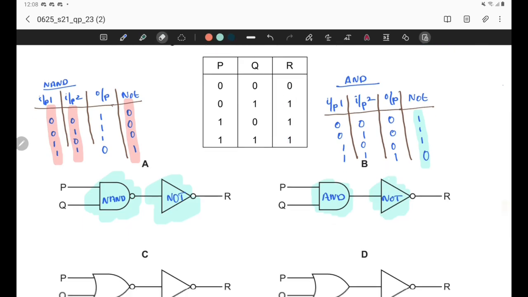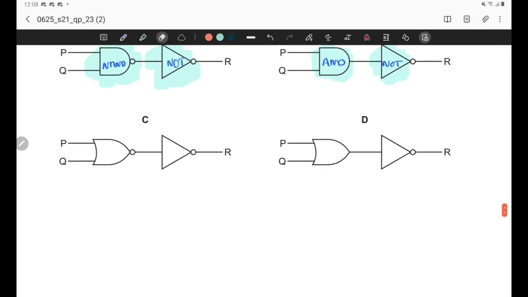Now we can look at option C. So in option C we are provided with a NOR gate. Output of a NOR gate is connected to a NOT gate. So let's check what is the truth table of a NOR gate. So again we will have 2 inputs, input 1 and input 2, and the output.